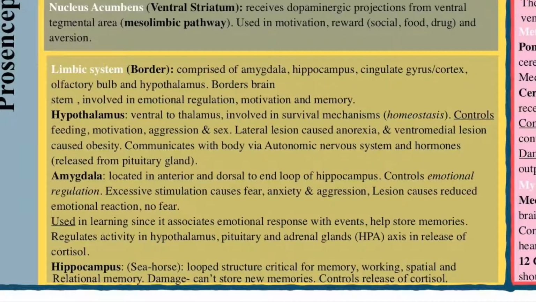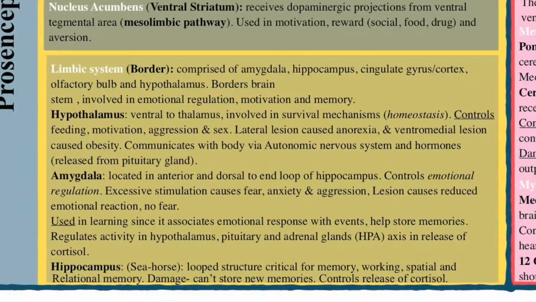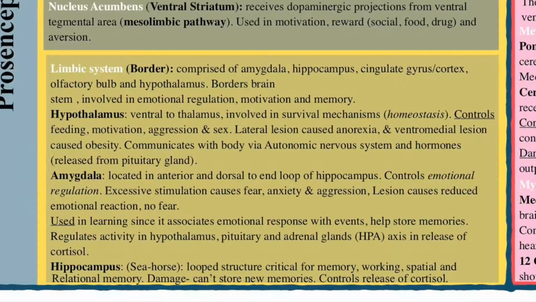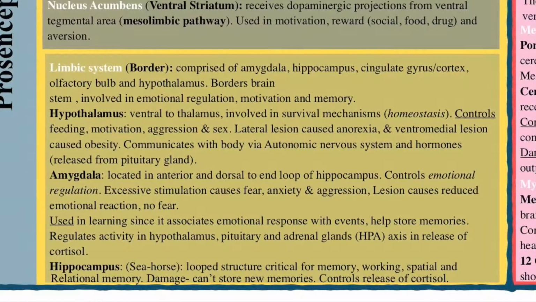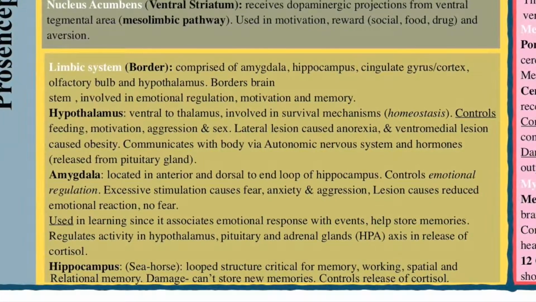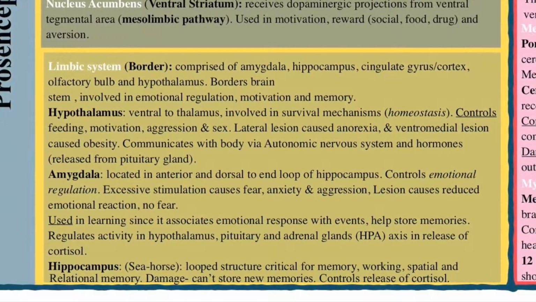Limbic meaning border. It is composed of the amygdala, the hippocampus, the cingulate gyrus or cortex, the olfactory bulb, and hypothalamus. It borders the brainstem and is involved in emotional regulation, motivation, and memory. The hypothalamus is ventral to the thalamus, and it is involved in survival mechanisms, homeostasis. It controls feeding, motivation, aggression, and sex.